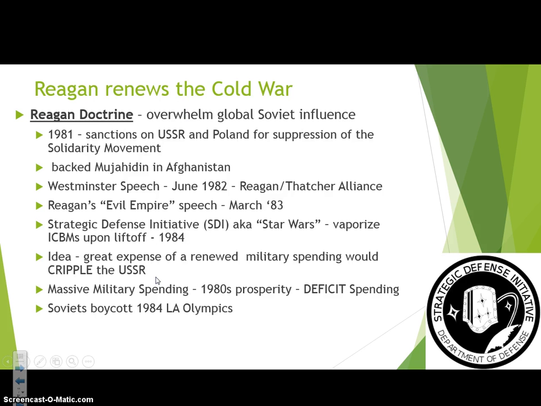All right, last slide here. So the Reagan Doctrine: overwhelming global Soviet influence, increased sanctions on the USSR, Poland as a satellite state. You're still backing the Mujahideen in Afghanistan, as the Soviets had invaded, and will later pull out of there. One speech that he gives in Great Britain is the Westminster speech. And at this point, he's going to make an alliance with Margaret Thatcher, who's also a conservative there. She's one of the most hailed conservatives, especially as a woman, in the 1980s in Great Britain.